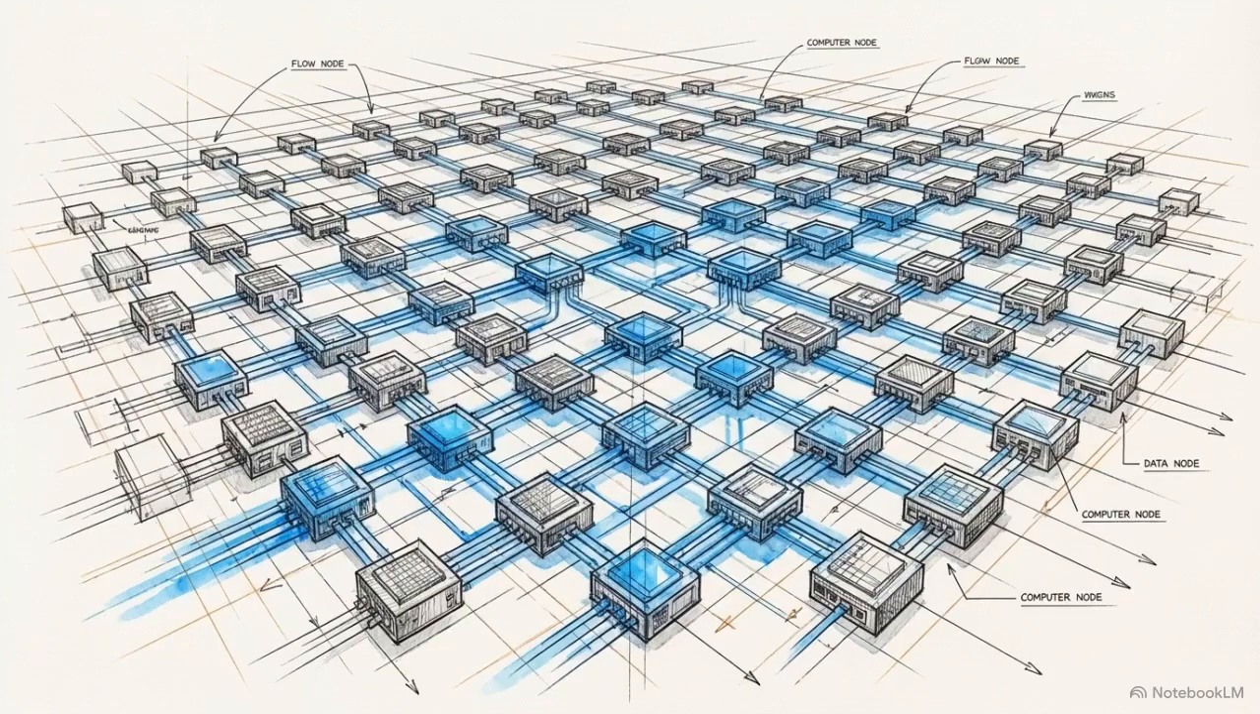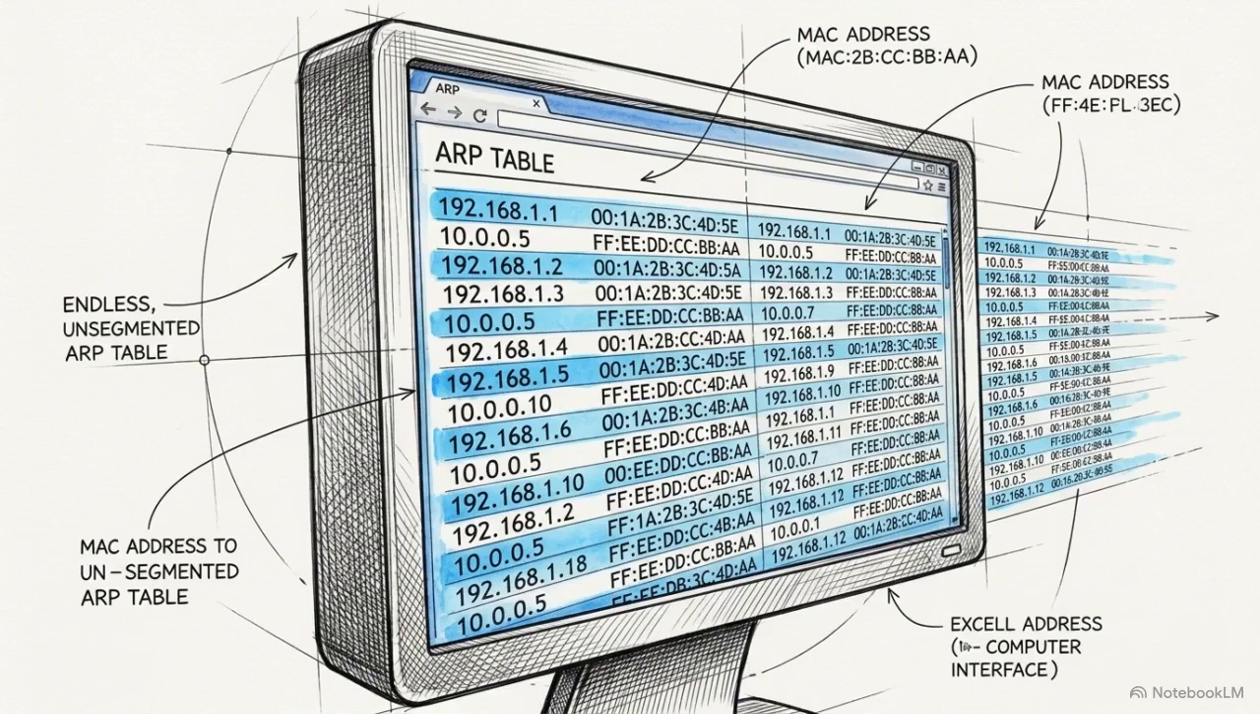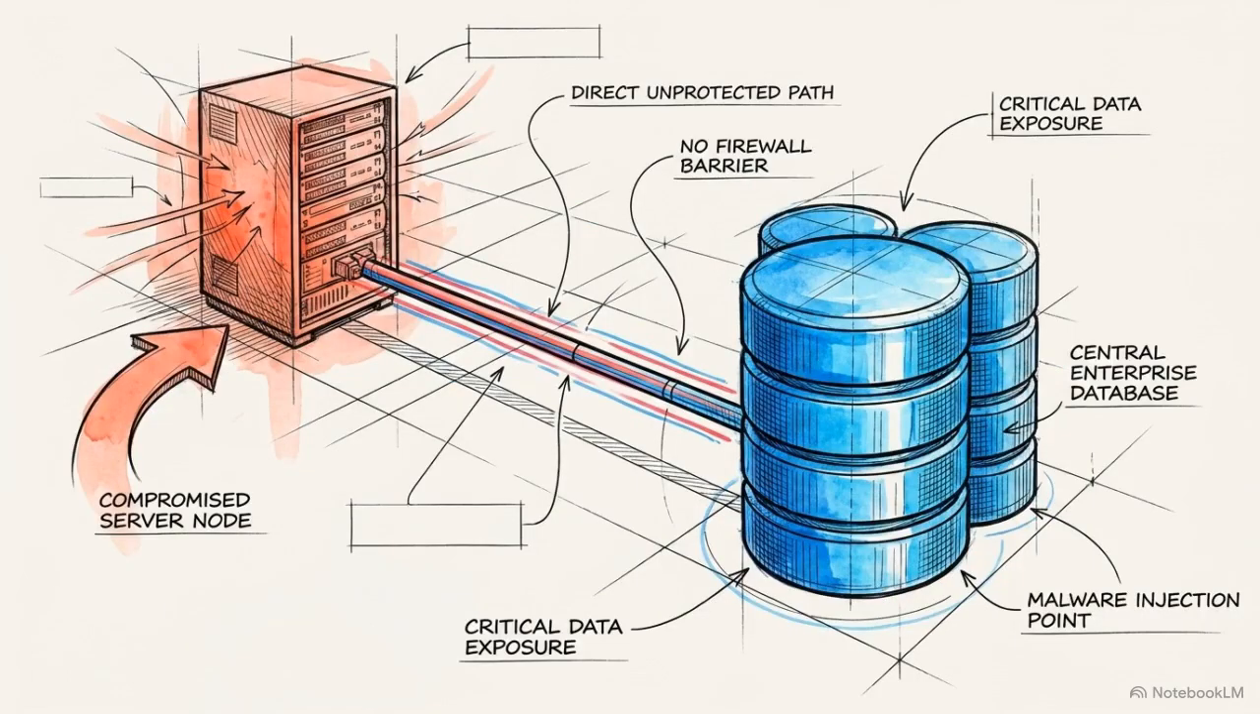Beyond traffic congestion, flat networks lack internal boundaries. Because every node shares a common ARP table and neighbor discovery space, a compromised device can resolve and reach any other asset in the enterprise without passing through a gateway for inspection.